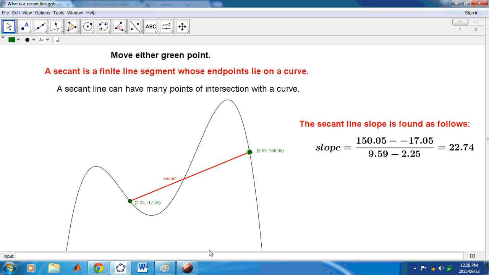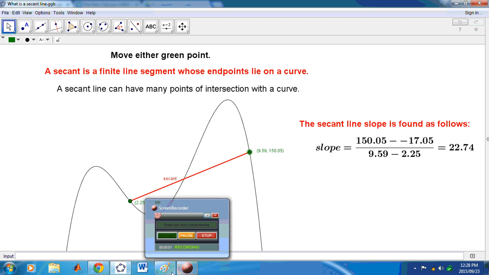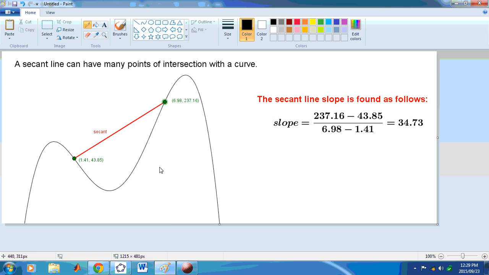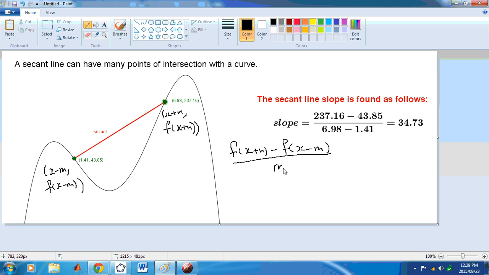Okay. So how do we find the slope of a secant line? Well, let's see quickly. In this particular diagram that I have over here, if the coordinates of this point are x plus n, f of x plus n, and the coordinates of this point here are x minus m, f of x minus m, then the gradient of the secant line is given simply by f of x plus n minus f of x minus m, all divided by m plus n.